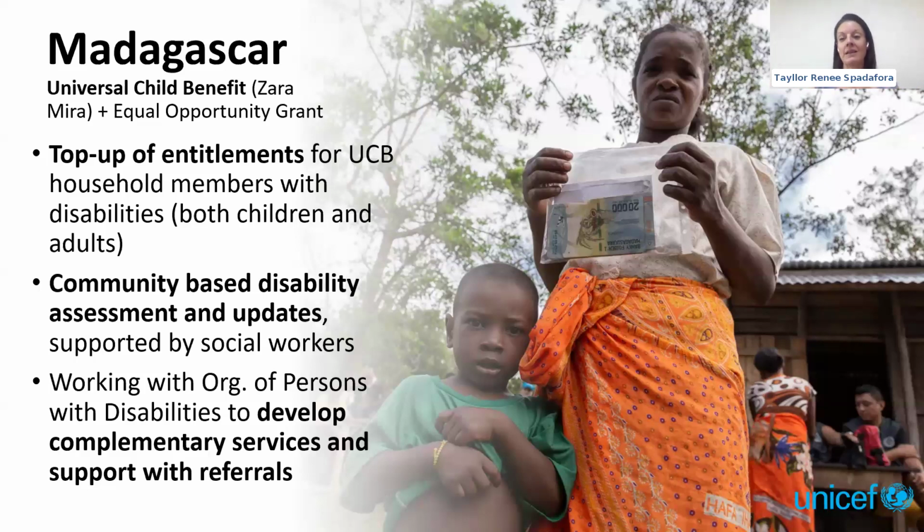So this is looking at adding an additional entitlement that will help cover some of those additional costs that we saw before for persons with disabilities that are living within the UCB household, and that's for both children and adults. And they're also doing a lot of work on updating and ensuring that the data is accurate and that people have access to the services they need, including testing out a community-based disability assessment and update tool that is supported by social workers. And finally, they're working with an organization of persons with disabilities to develop complementary services and also to support with identifying referral pathways to do some of those additional cash plus kind of additional services.